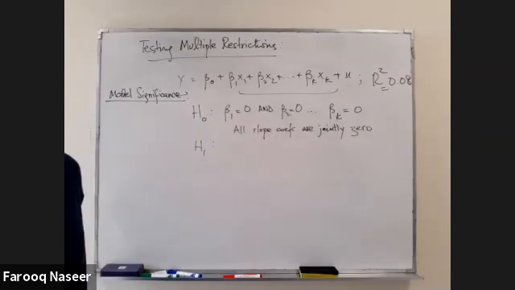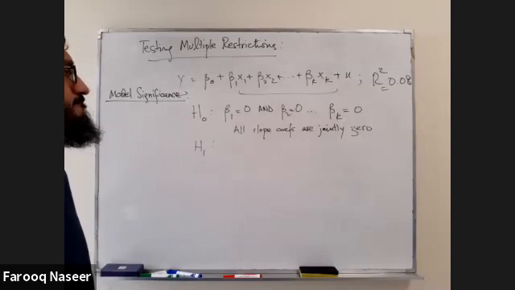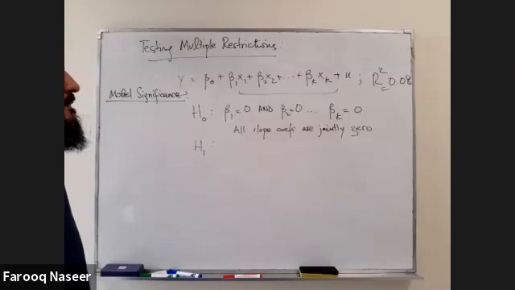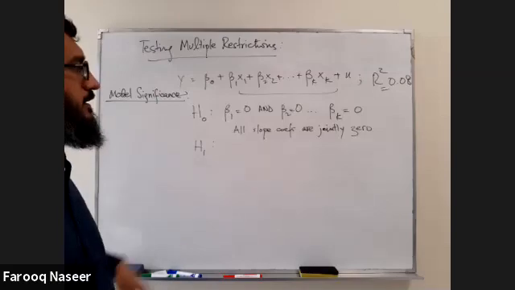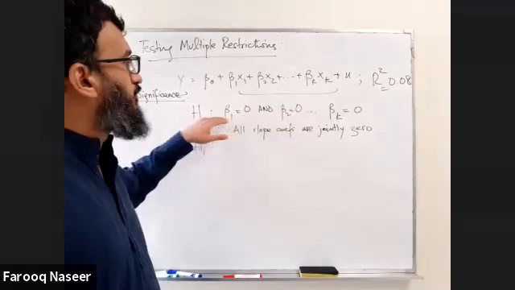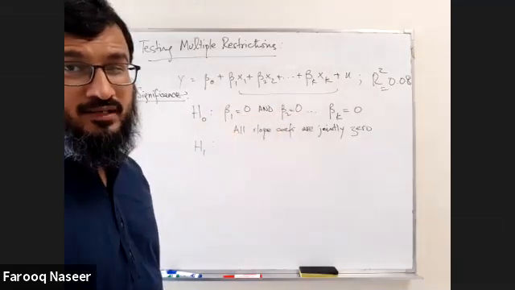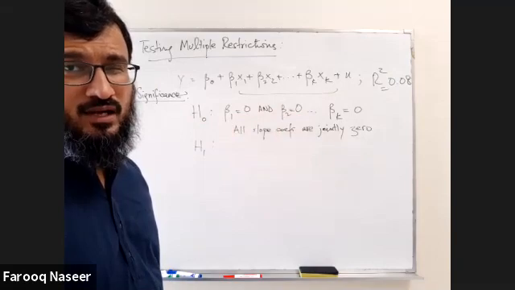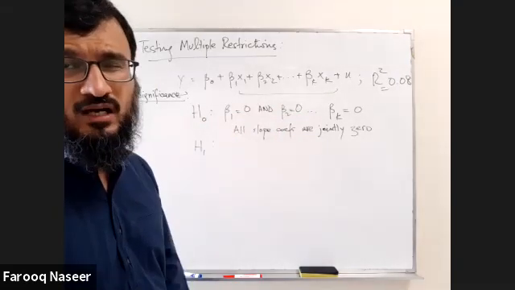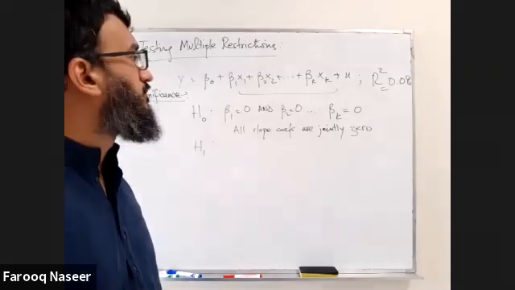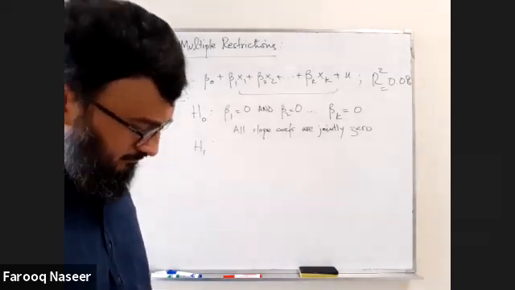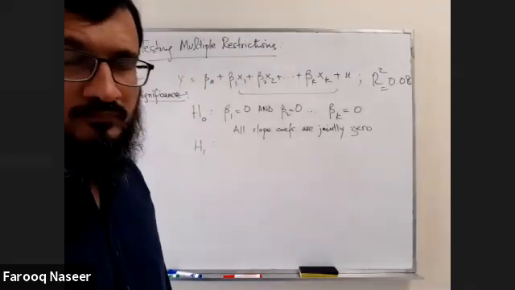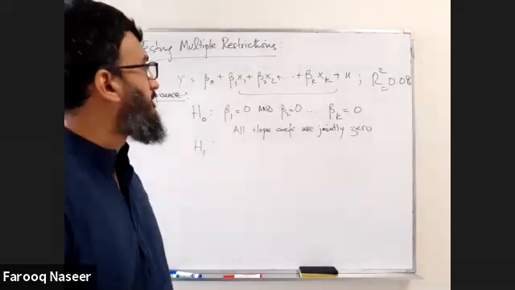Anyone? Sir, all beta coefficients are not equal to 0. So you mean if I were to write it in full, I should write beta 1 is not equal to 0 and beta 2 is not equal to 0 and beta 3, all of them are not equal? No, sir, not necessarily. I think 'and' means that if even one of them is not equal to 0, then the null hypothesis does not stand.